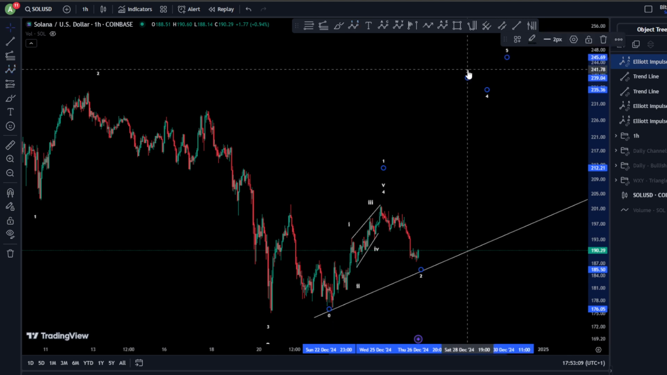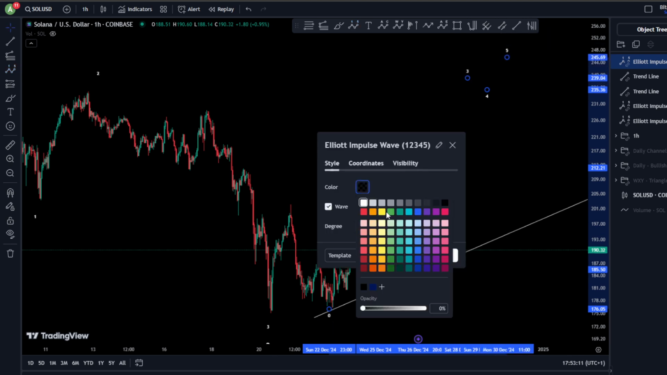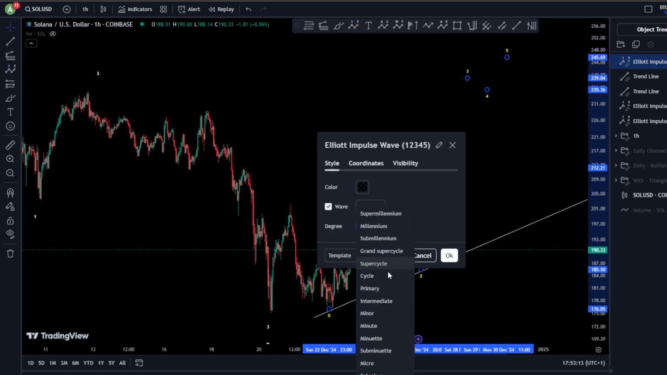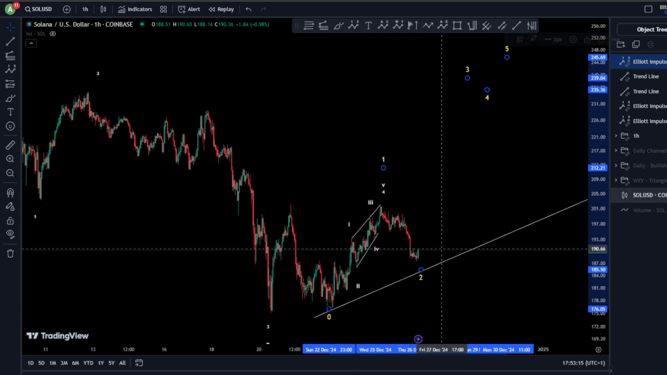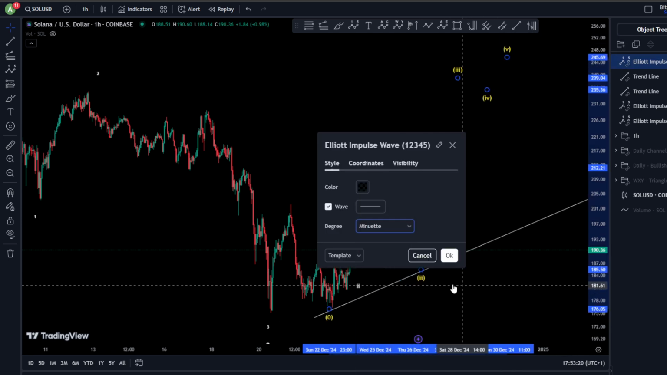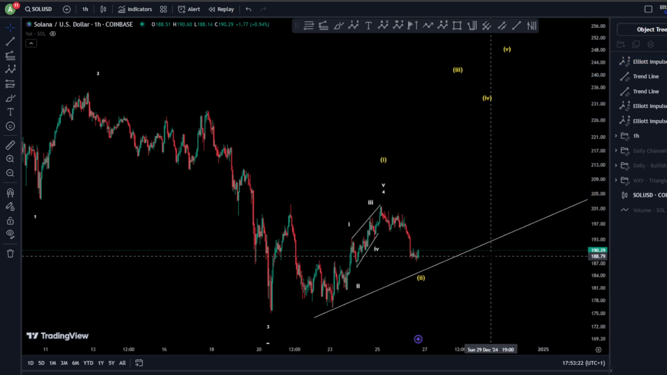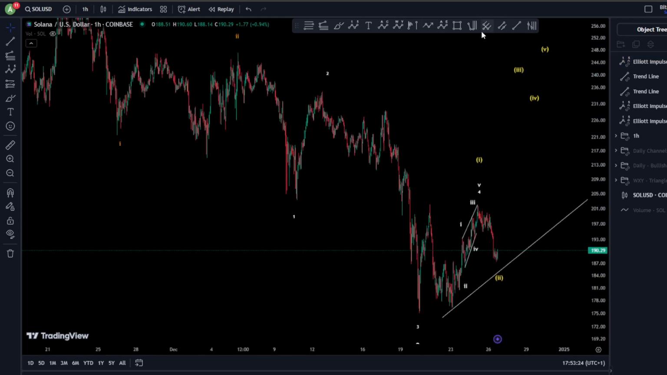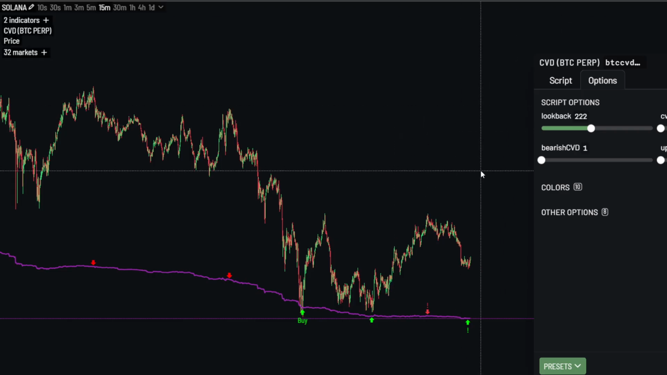3, 4, 5. Let me add it as well in the yellow. Here we go. And minor. Okay. Or even, here we go. So this is our prediction. Let's move to the Solana chart here.